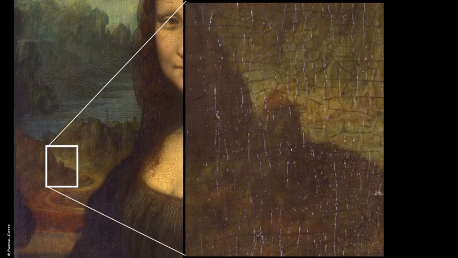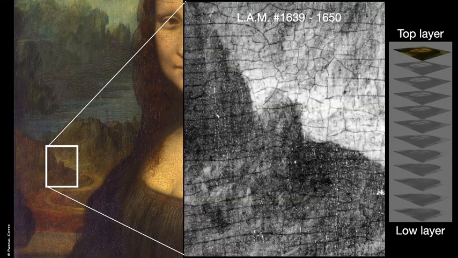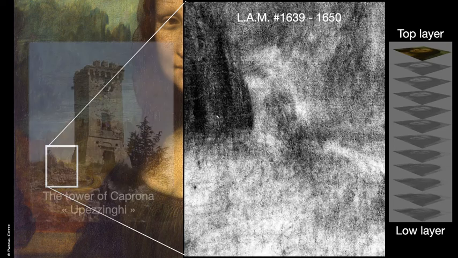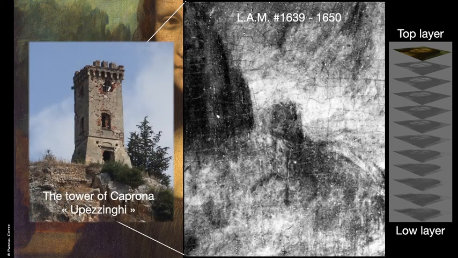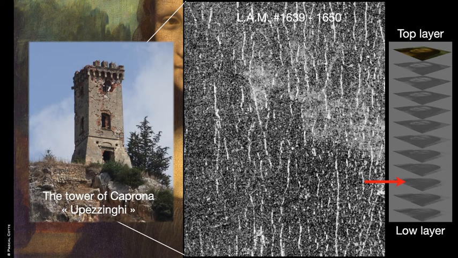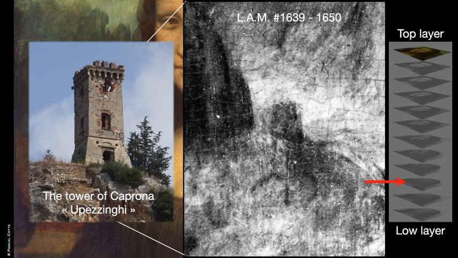The last detail, which will be decisive for the rest of this study, is the presence of a strange pointed rock. The L.A.M images reveal the preparatory drawing of a tower, like many found in Italy. The drawing is in an intermediate layer of paint, invisible to traditional infrared.